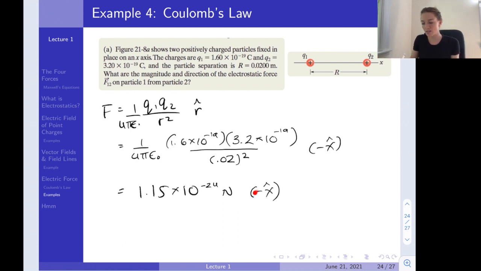And now you could obviously put the negative in front here and then just have x hat, that's totally fine also. Okay, so we have a very small force when we have these small charges over here. So that's our force on Q1 due to Q2. And now you can also check, if instead of using Coulomb's law you wanted to do it as QE, where this is charge 1 and this is the electric field due to charge 2, you would see that you get the exact same answer.